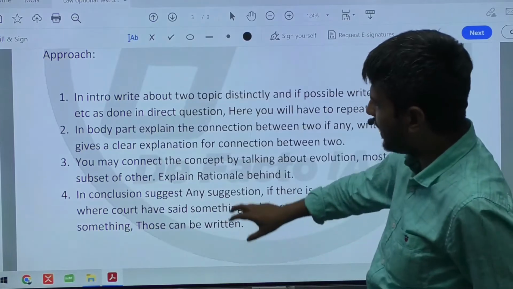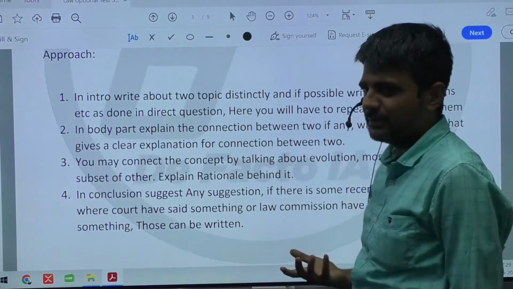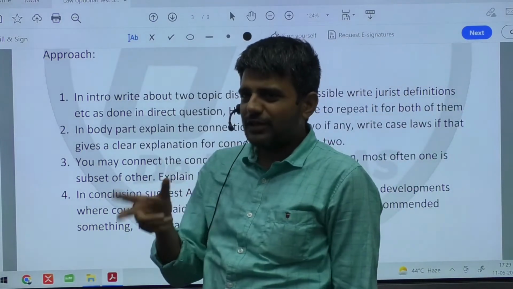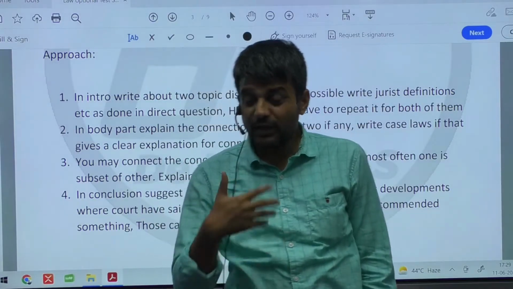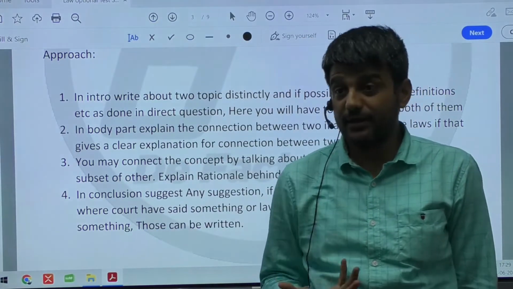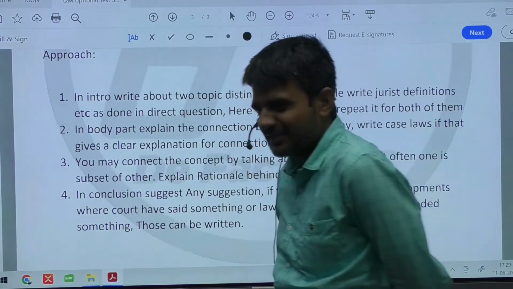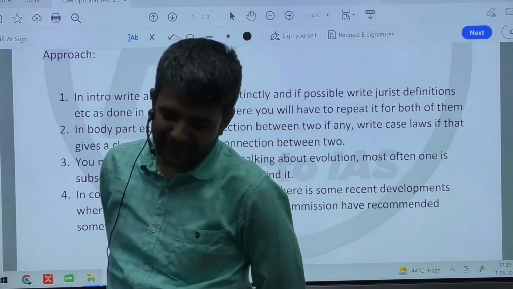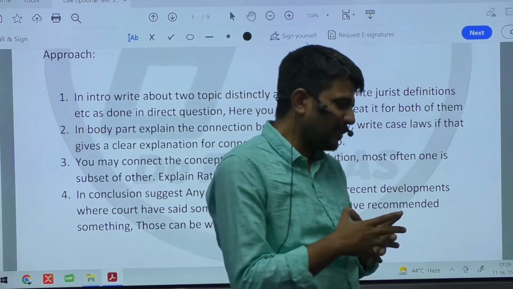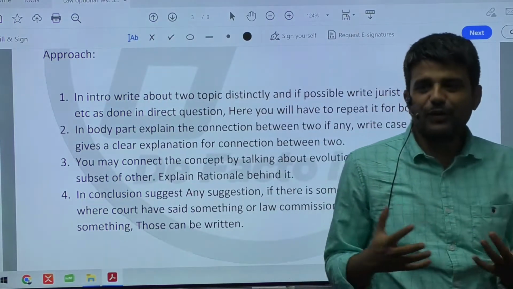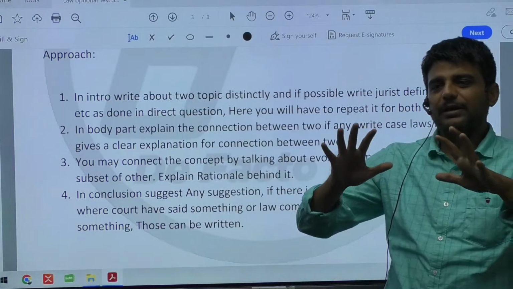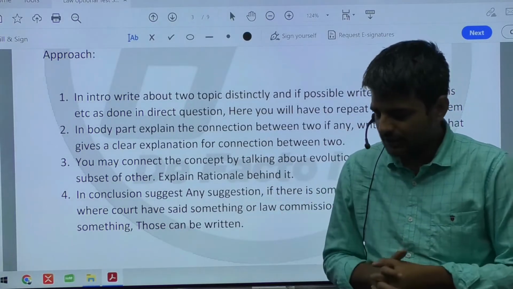And then you will explain the interconnection between the two: why breach is not discharge or vice versa. Then you will write the case law to explain it. However, what is the answer to that question? Breach is not discharge; discharge is the breach. No idea, right? You see, actually when we talk about discharge of a contract, it means the liability has been totally discharged.